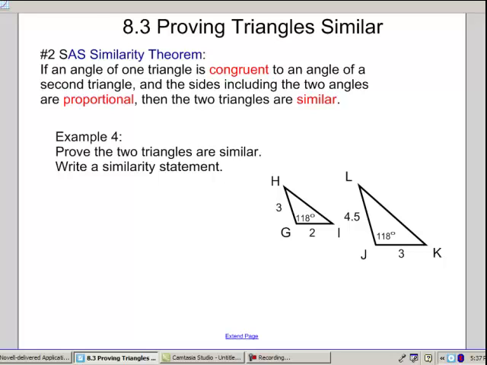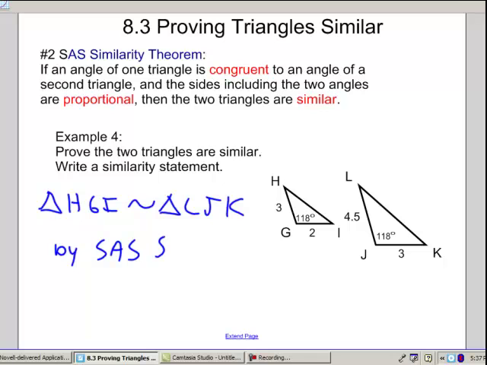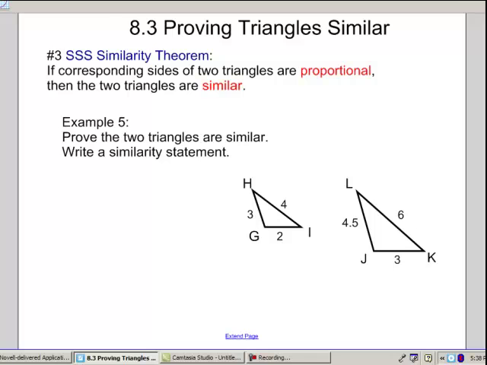Make sure I match them up again correctly here. Triangle HGI is similar to triangle LJK by side-angle-side similarity. This time it's a theorem. Well, why didn't I prove it? I'll prove it on the fourth problem of the video. Can't have a theorem without proving it. That being said, example 5 I probably won't prove. I may leave that for us to do in class.